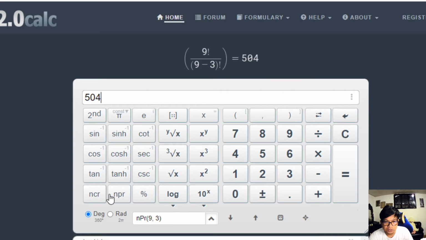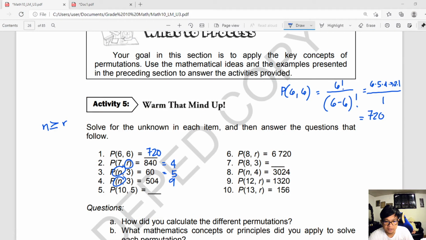Sige. Permutation of 10 taken 5 at a time. So, the answer is 30,240. So, 30,240.